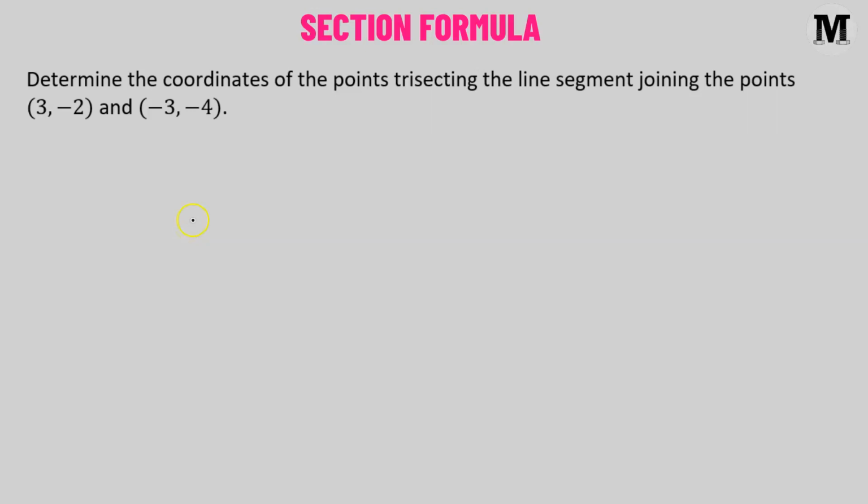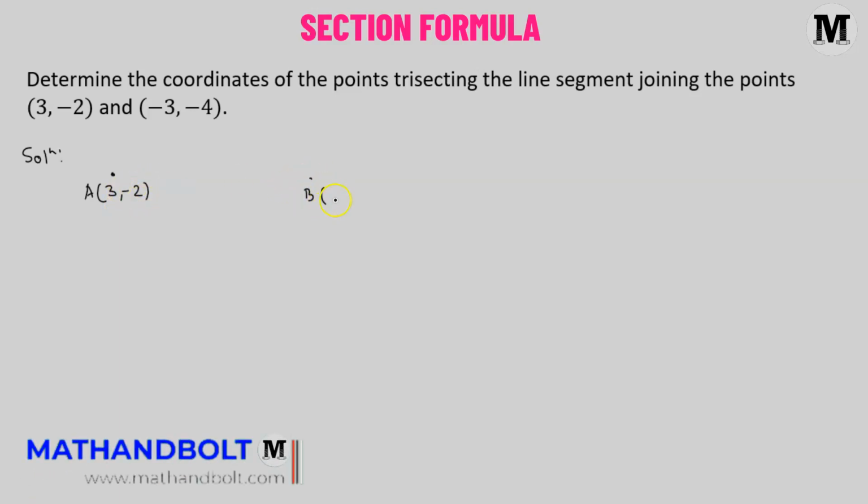We need to determine the coordinates of the points trisecting the line segment joining the 2 points (3, -2) and (-3, -4). Let us begin. So we'll start by considering 2 points. We're going to name these points as point A. Let's say point A has the coordinates (3, -2). Then we have another point B, and we'll suppose that B has the coordinates (-3, -4).